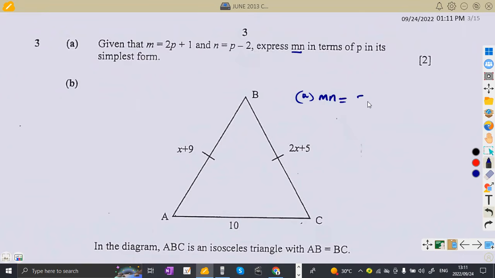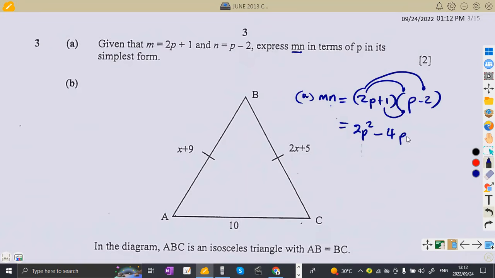So this is going to be 2p plus 1 times n, and our n is p minus 2. But we can't leave our answer like this. We have to simplify further and expand the brackets. So it's going to be 2p times p, which is 2p squared, 2p times negative 2, which is negative 4p. We are done with 2p, so we move on to 1. 1 times p is p, and 1 times negative 2 is negative 2.